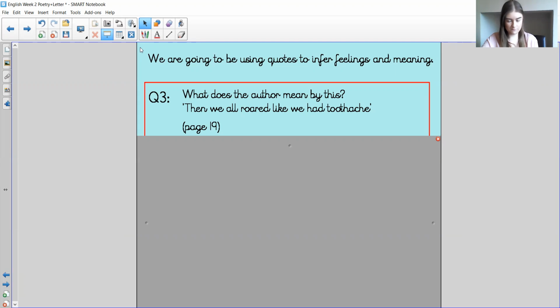Page 19. Oh, hang on there. "Oh, yes, that's what I said, sir. Busy feet." A moment's stunned silence. "Then we all roared like we had toothache." If someone shouted that they've got fizzy feet, and then everybody roared, is everybody all of a sudden in pain? Have a go at writing an answer to explain what you think has happened, and then I'll share my thoughts.